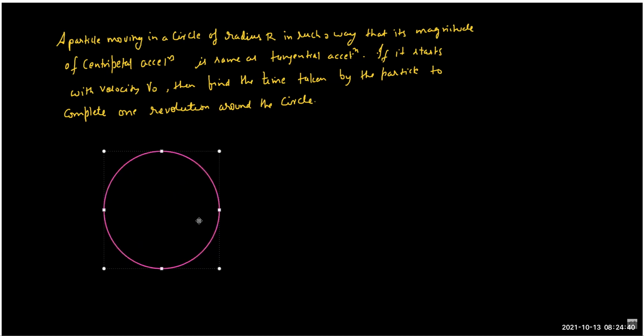You can imagine there's a particle moving in a circle, and at the very beginning, the velocity of this particle is v naught, and it is moving in such a way that the value of centripetal acceleration and the tangential is always equal. So when will it come back to the same point, that's the question. Understood the question?